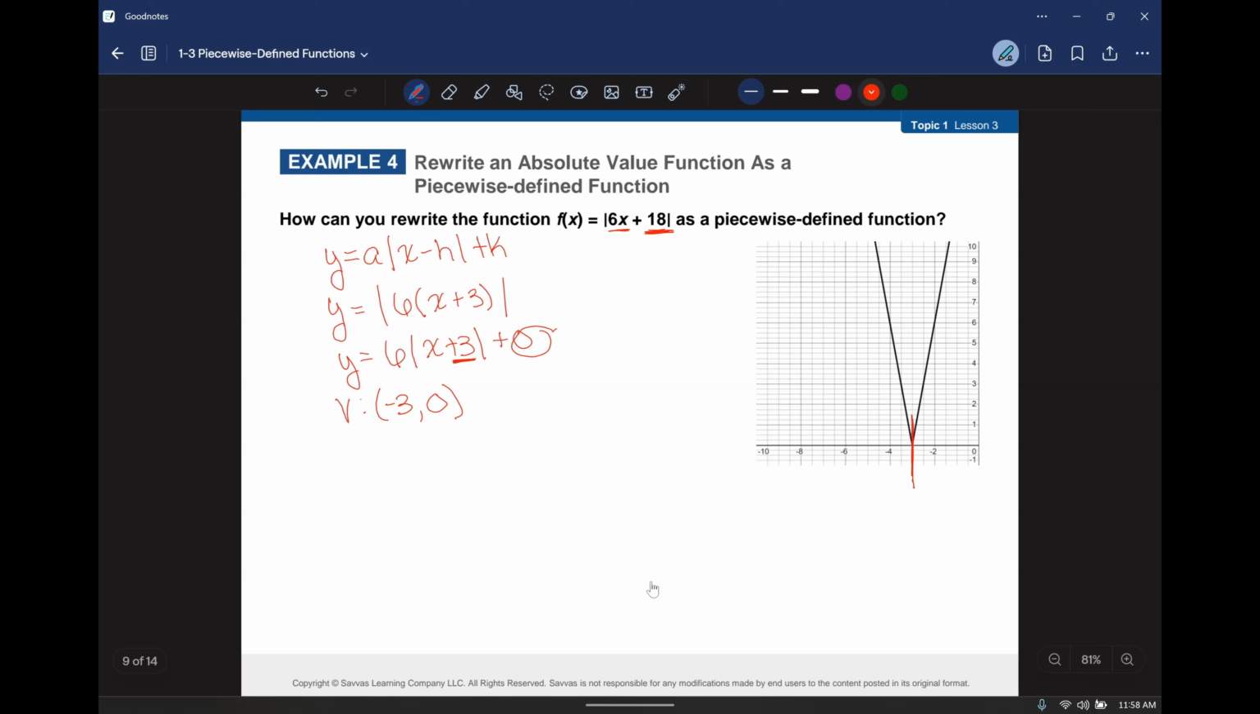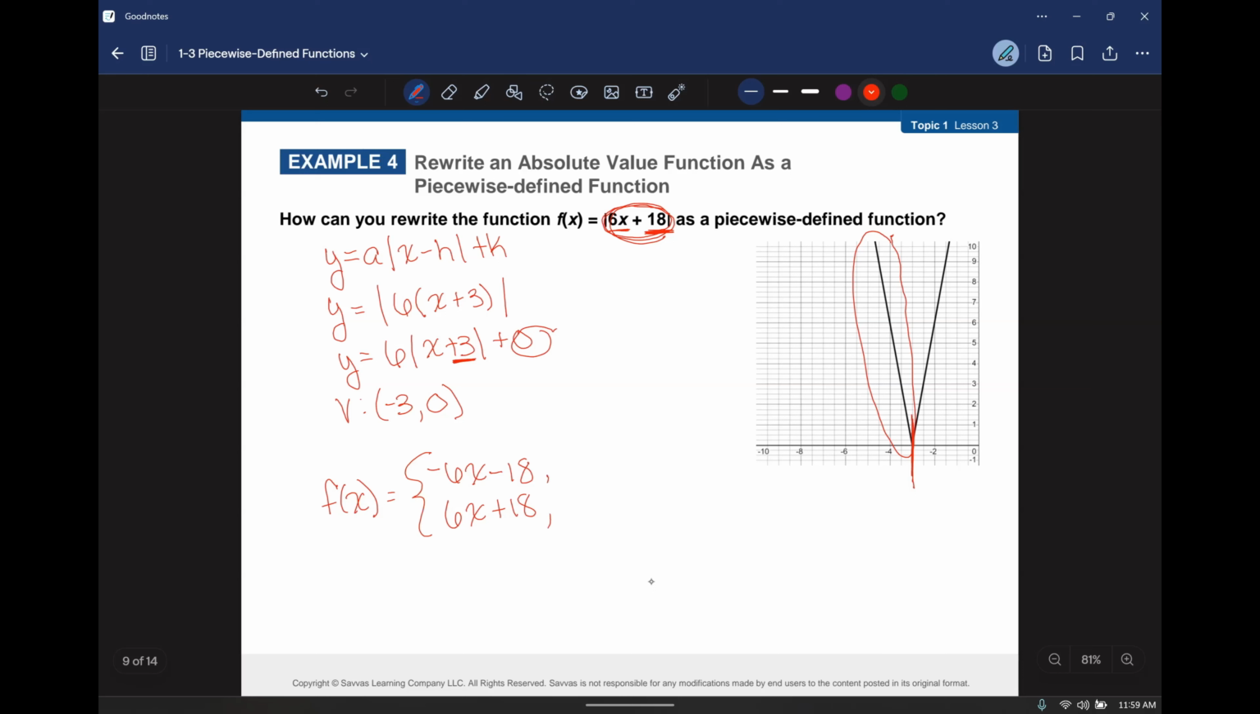So I'm going to do f of x is equal to, and I have two pieces. One is going to be this left piece that has a negative slope. All you have to do is change the sign of both of the things that are in here. So we're going to make that a -6x and a -18. And then you're going to do one that is exactly what is inside there. So 6x plus 18. Put your brace, comma, comma.